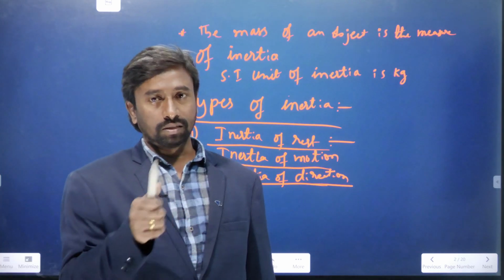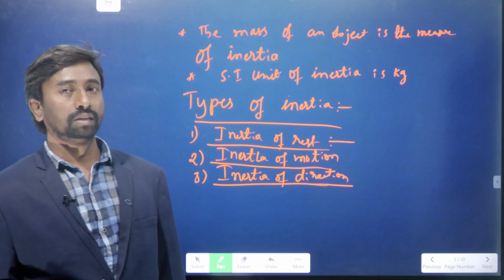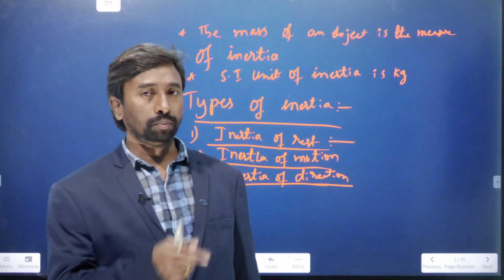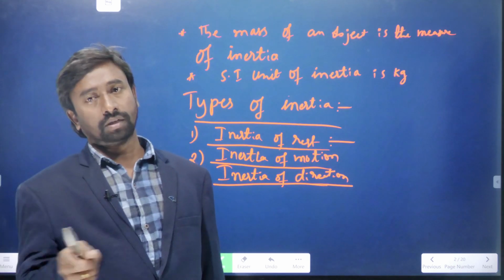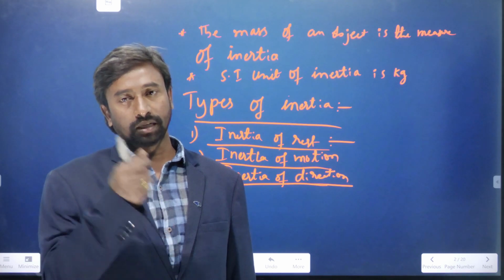Along the tangent, in a circular path, the body will move along the tangent. Because suddenly the force is removed, it will move in the same direction. The direction of the body is changing every time. The direction of the motion is changing.